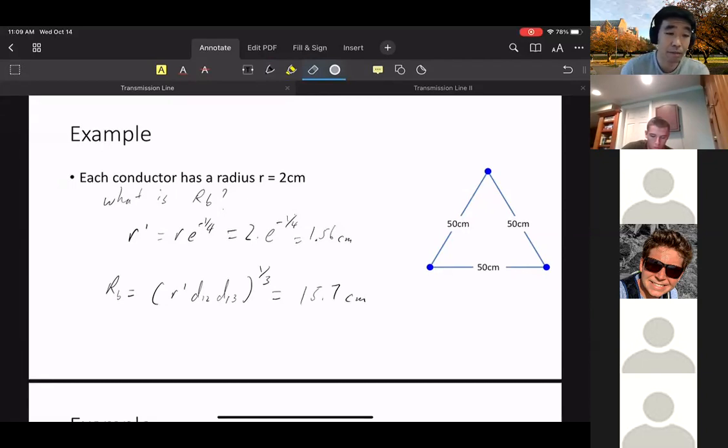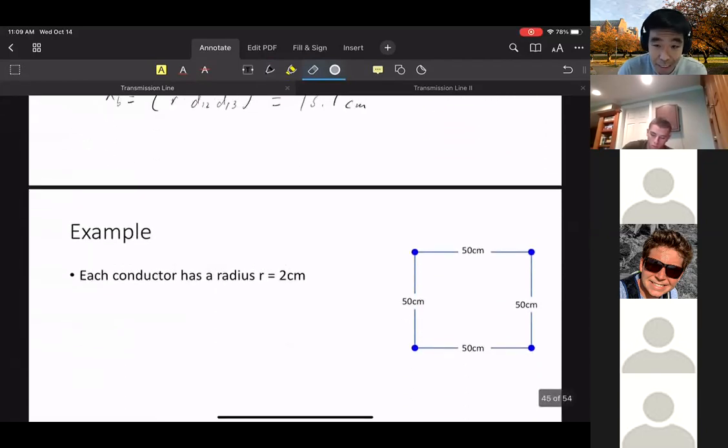Okay, so this is straightforward, right? This is a triangle, straightforward. Let's look at a slightly harder question. So now let's say I have a square, okay? So let's ask, again, what is R prime?